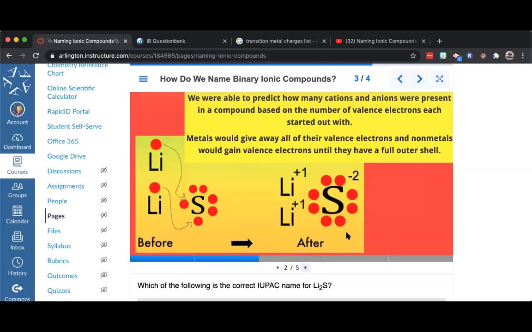But remember, we can have more than one. And so, for example, if I were to put lithium and sulfur together, lithium, again, it's an alkali metal in group 1, so it only has this one valence electron.